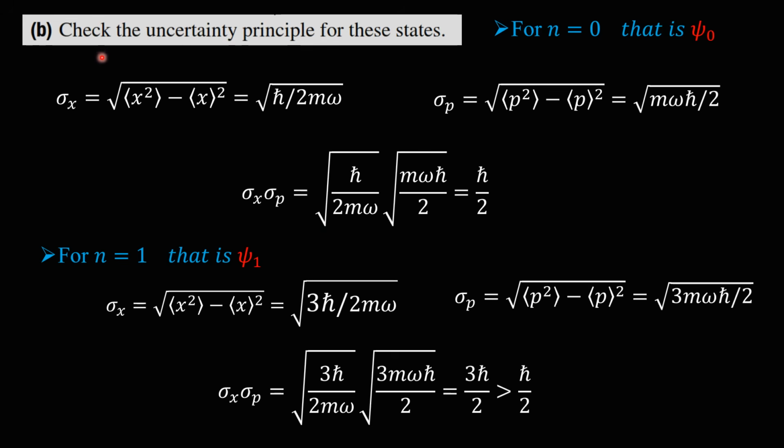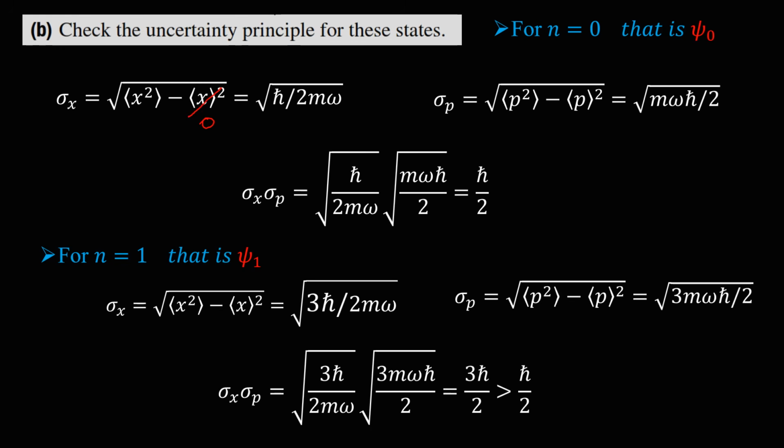Now section B checks the uncertainty principle for this state. That is, first for n equal to 0, that is psi 0. For n equal to 0, psi sub 0, we have seen the expectation value of x is 0.